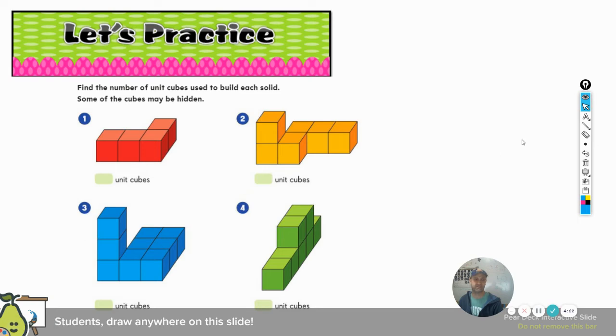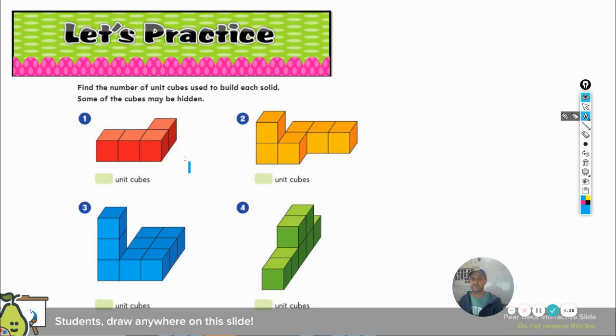Let's take a look here. I'm curious to see if you can do this as fast as I can. If not faster, tell me how many cubes might be in each solid. And it says some of the cubes may be hidden, but I don't know. Look around. Let me know if you see any. Not sure that I do.